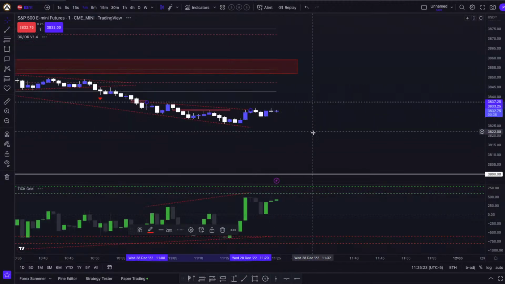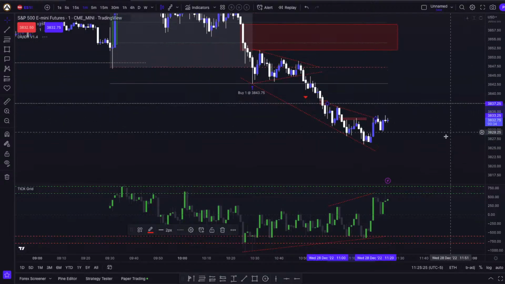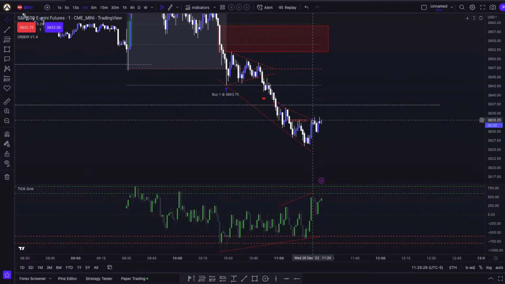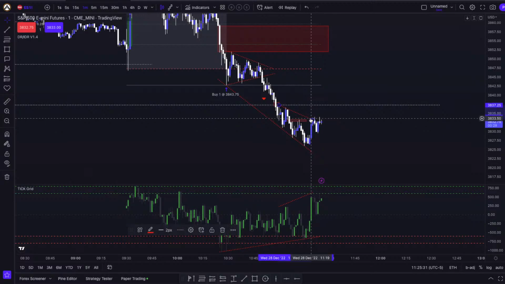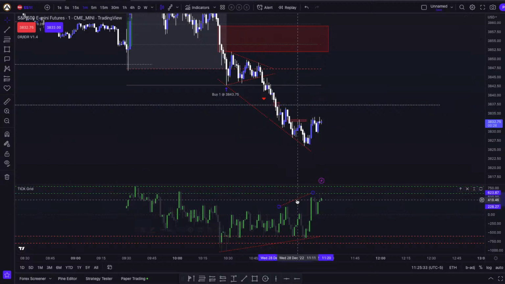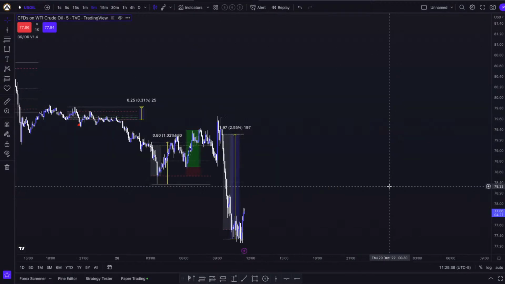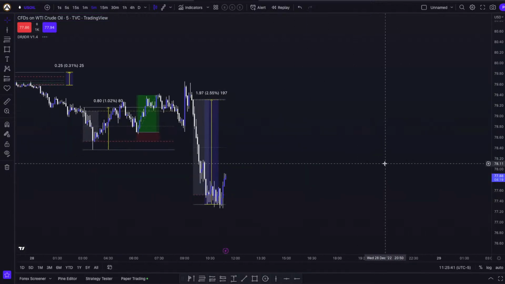But let's break it down to a 1 minute again and see if we might find a potential short. But other than a paper trade, I'm not gonna do much today based on orders price action. US oil is pulling back inside of the range.